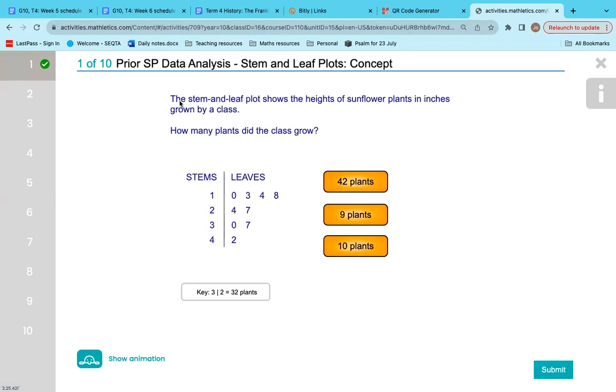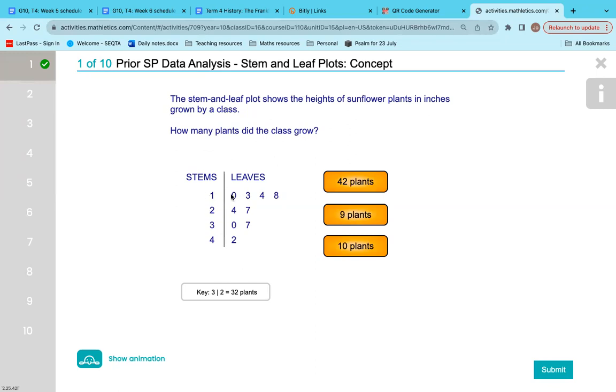Okay. This stem and leaf plot shows the heights of sunflower plants in inches grown by a class. How many plants did the class grow? Again, I'm going to read the stem and leaf plot across. So I know the stems are the 10s and the leaves are the 1s. So one plant grew to 10 inches, the next one grew to 13, the next one grew to 14, the next one grew to 18, etc.